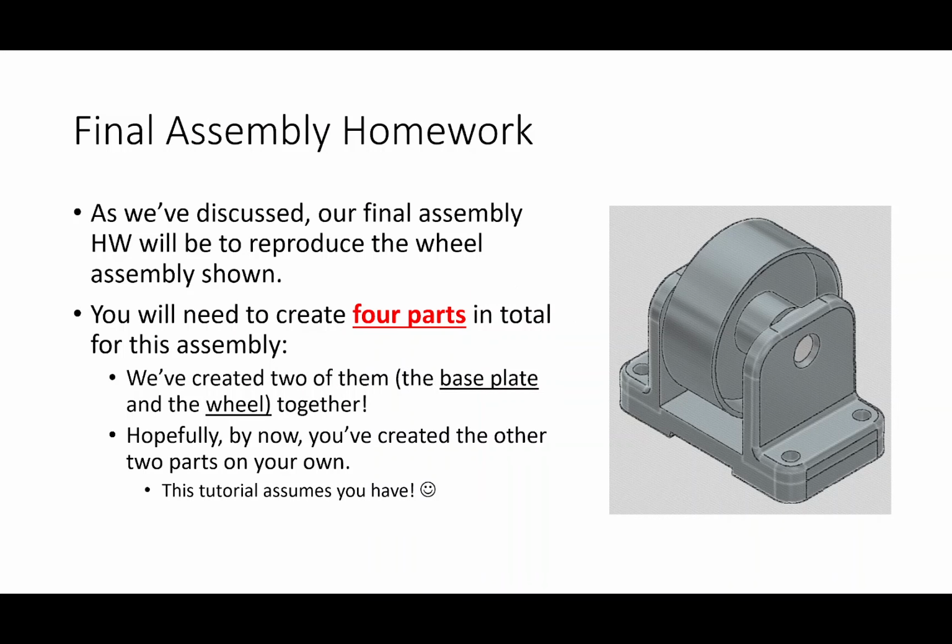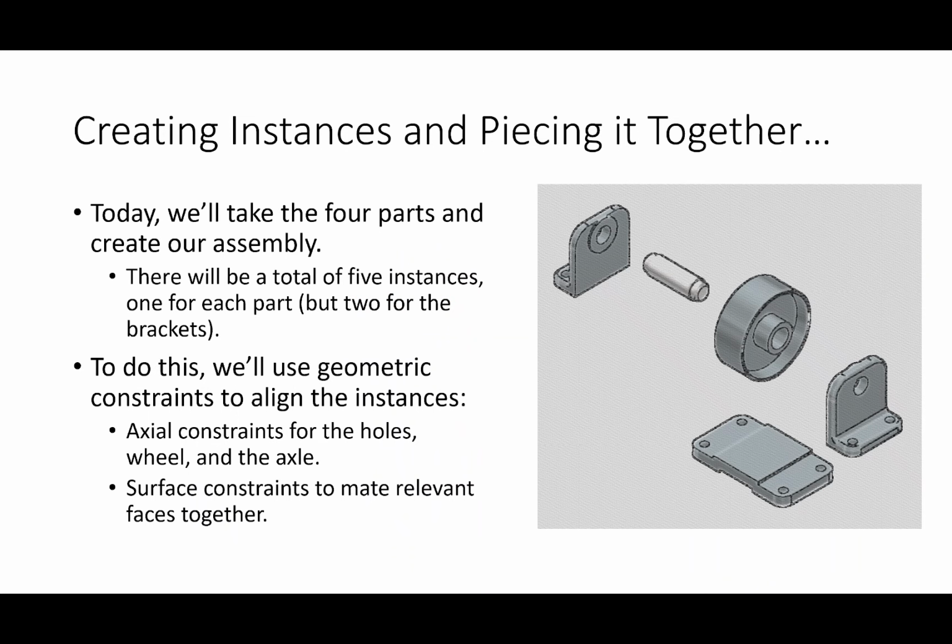Okay. So our goal today is to assemble the 4 parts that we've created into this wheel assembly as shown. Again, the idea was that I walked you through 2 of the parts, and the other 2 you needed to do on your own. This tutorial assumes that you've already built these 4 parts. So if you haven't built them, I would just say pay attention and follow along. What we're going to do is take these 4 parts and put them together in one assembly.